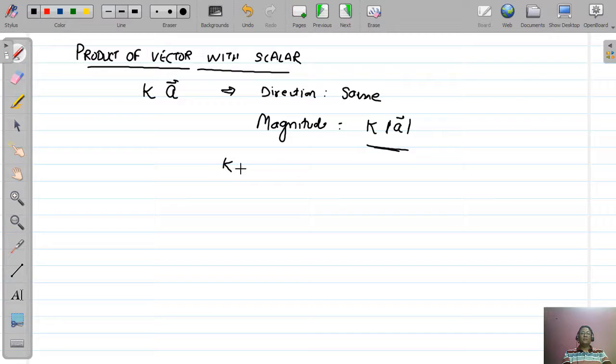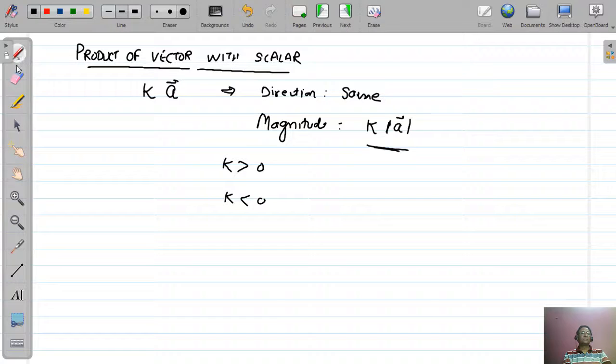If k is greater than 0, the magnitude of the resultant will be kA, and the direction is also the same as A. But if k is less than 0, that means k is negative, then the direction of kA will be opposite to that of A. This is simple.